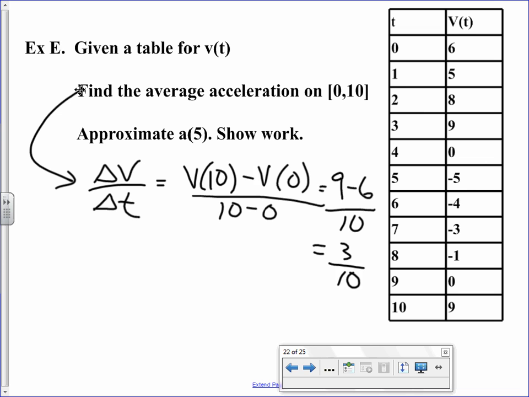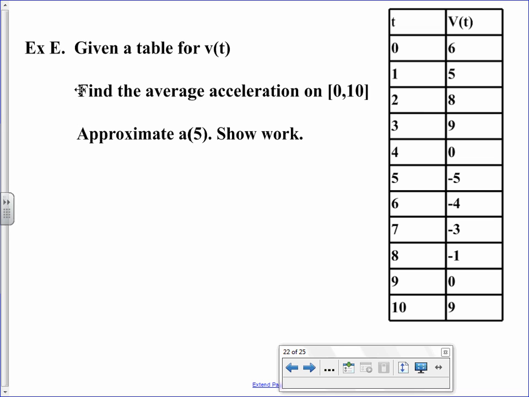If they want us to approximate the acceleration at time 5, I can't get dv dt, which is the acceleration, so I'm going to set it for delta v over delta t. It's approximately equal to. Now, again, you can choose. If it's at 5, I can use 4 and 5, 5 and 6, or 4 and 6, as long as I'm right around the 5. I have those 3 choices.